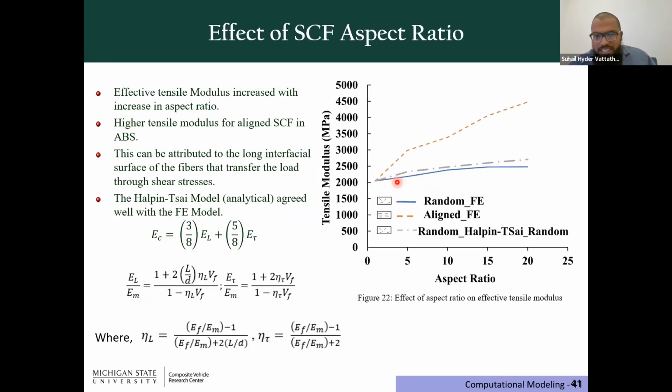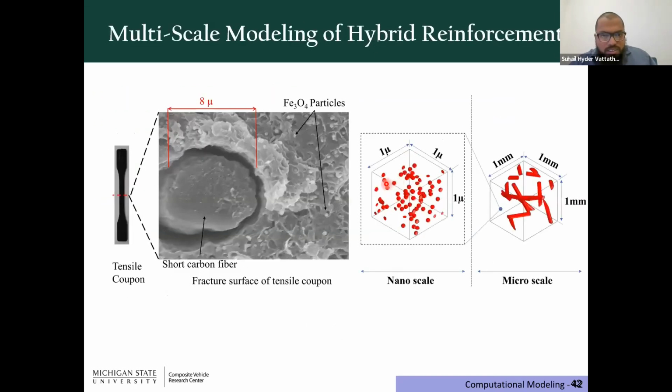So here are some of the analytical model results. And this is how a scanning electron microscopy image looks. You can clearly see the difference between the short carbon fibers. This is one of the short carbon fibers, and its diameter is around 8 micron. And you can see the ferromagnetic nanoparticles. These are around 100 nanometers, much smaller in size, but it is still a hybrid composite because you have two different reinforcements within ABS. And we had to model them separately.